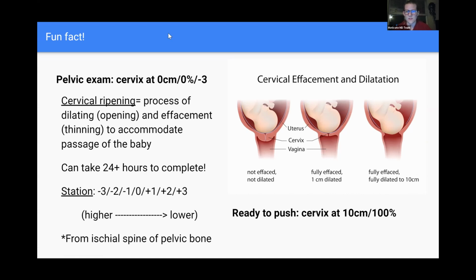Again, this is just more so for your own knowledge and not the main point of this video. So hopefully this is helpful to you. But if it is too confusing, then don't worry about it at this time. Any questions about fundal height or cervical exams? And we can always come back to this too. I'm just going to keep us moving along.